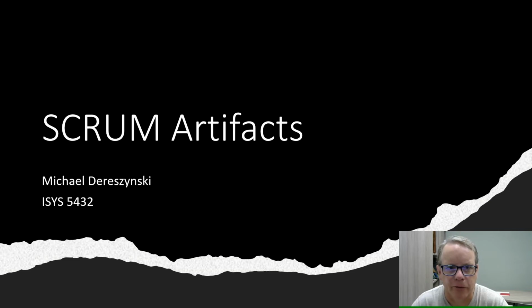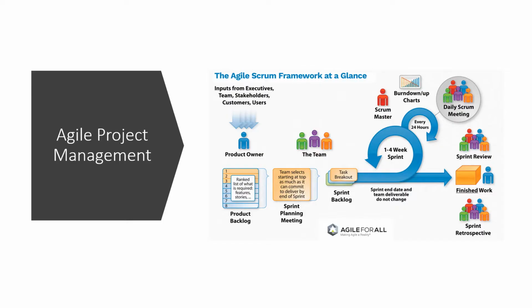This lecture covers the primary artifacts of the Scrum project, the components which are the lifeblood of an Agile project. We've seen previously this picture, which shows the general approach of an Agile project, well, specifically a Scrum project. It shows the different roles and deliverables that are created during a Scrum project.